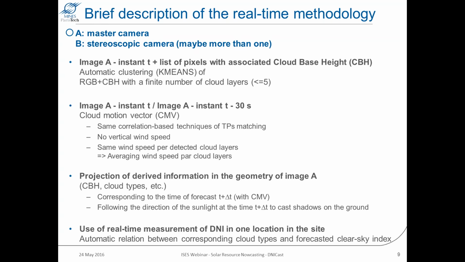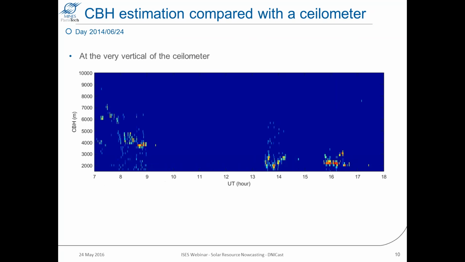The relationship between the type of clouds projected on the ground and the clear sky index that we are using for the nowcasting is based on the use of a real-time measurement of DNI in only one location on the site. So we need here for this nowcasting at least two cameras to do the stereoscopic mode, and also a real-time measurement of DNI to propagate the relationship between the clear sky index and the type of the cloud projected on the ground.